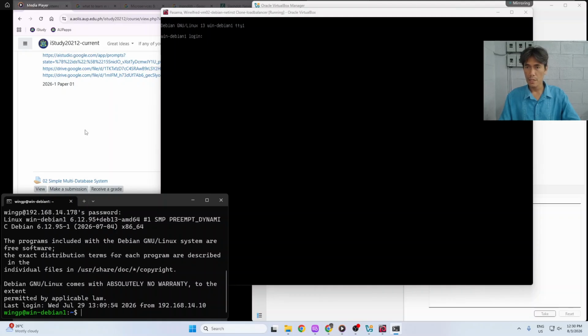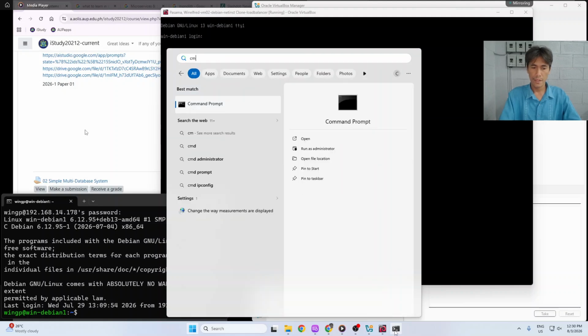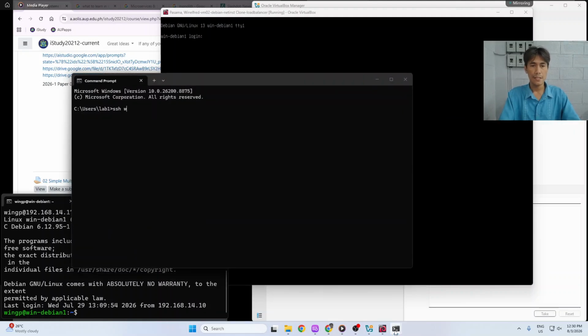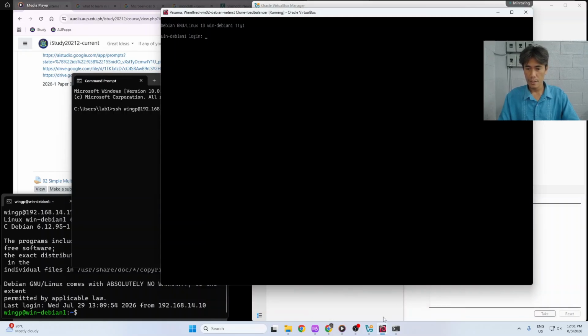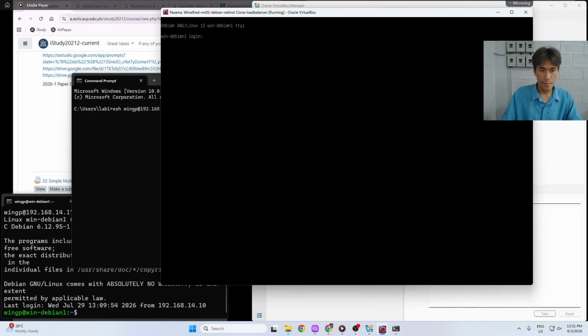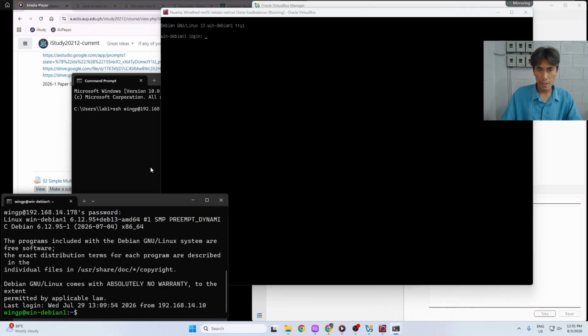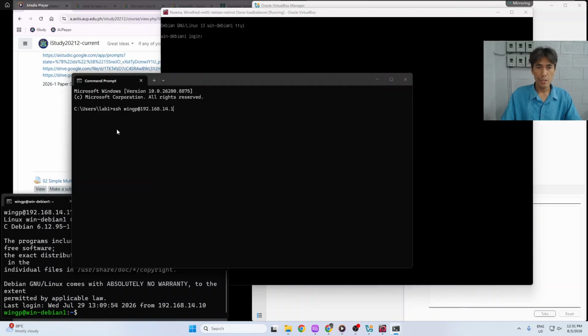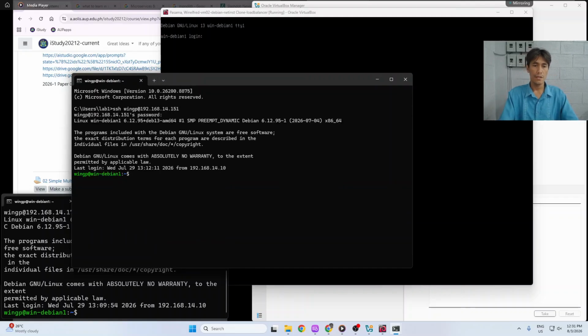This is the load balancer. Let me log in first to another slave. This is HUNGP at 192.168.14.1... That was what IP address? I forgot. 178. I think it was 151. Yes, it's 151.